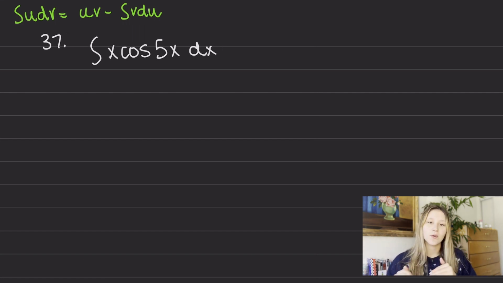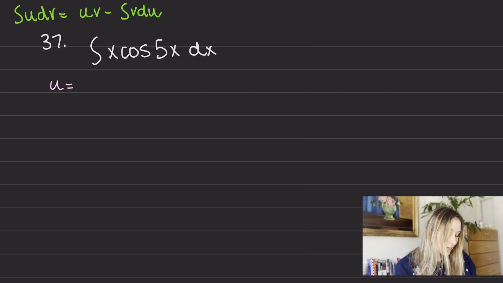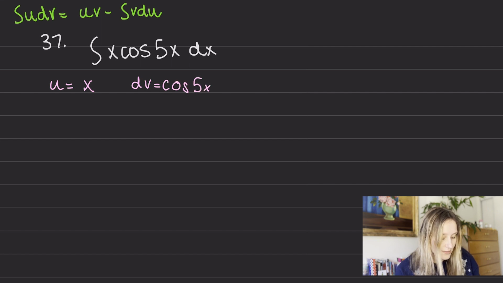So this is the order in which you choose the u in the integration by parts. So do we have a logarithm function? Nope. Do we have an inverse trig function? Nope. Do we have an algebraic function? Sorry. Yes, we do. So let's do that. We have u as x, and then we have that dv as cosine 5x.